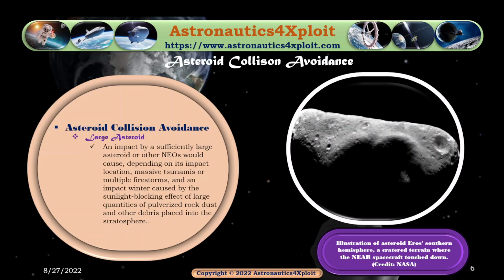An impact by a sufficiently large asteroid or other near-Earth objects will cause, depending on its impact location, massive tsunamis or multiple firestorms, and an impact winter caused by the sunlight blocking effect of large quantities of pulverized rock, dust, and other debris placed into the stratosphere. This picture shows illustration of asteroid Eros.